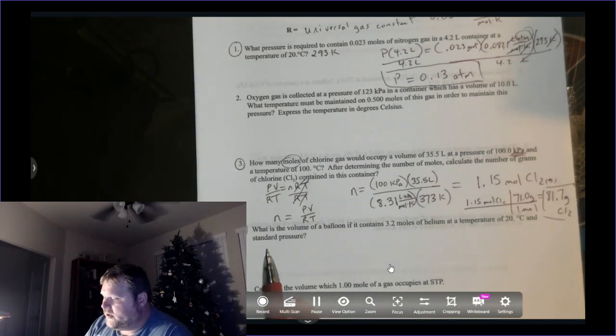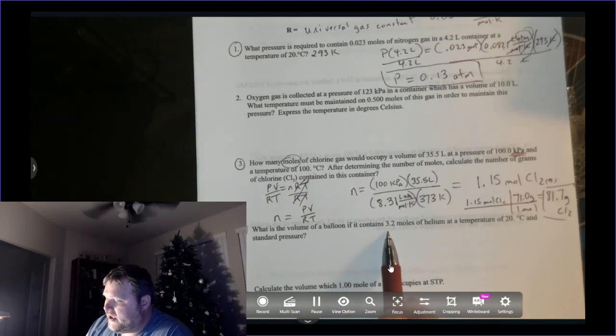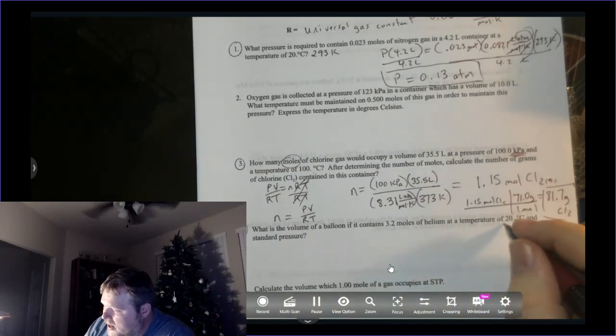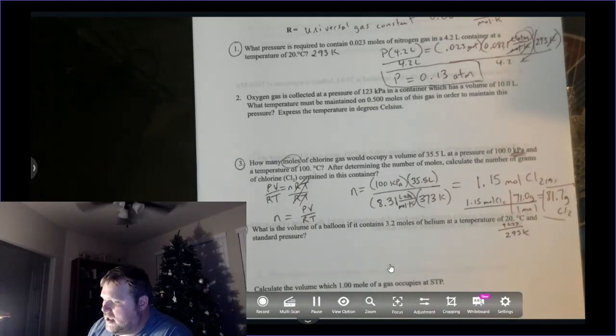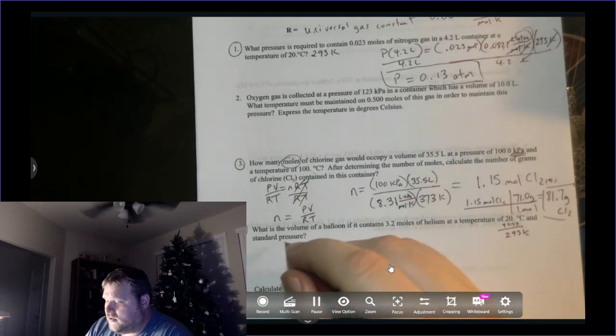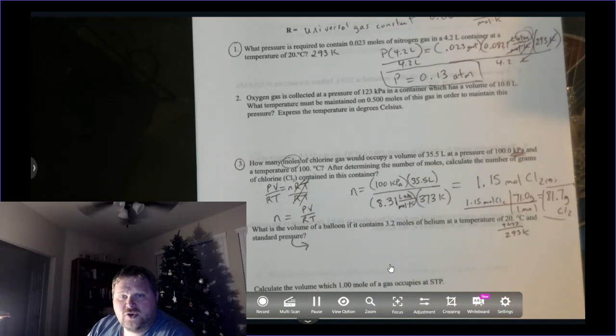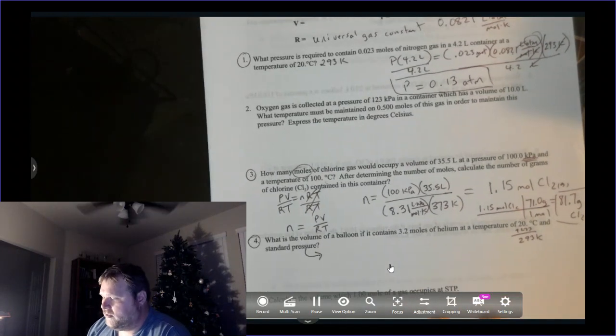Number 4, what is the volume of a balloon if it contains 3.2 moles of helium at a temperature of 20 Celsius? Let's go ahead and add that 273 here. And so that's 293 Kelvin. And standard pressure. A lot of times we're being told to use standard temperature or pressure.